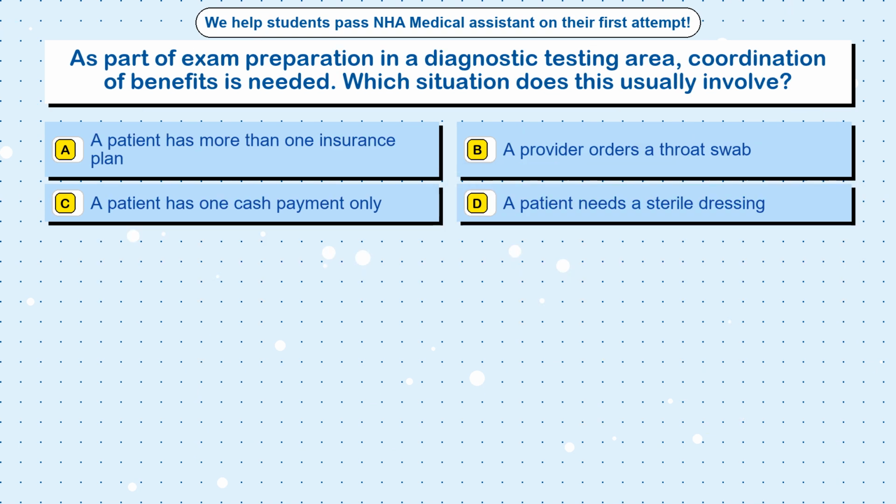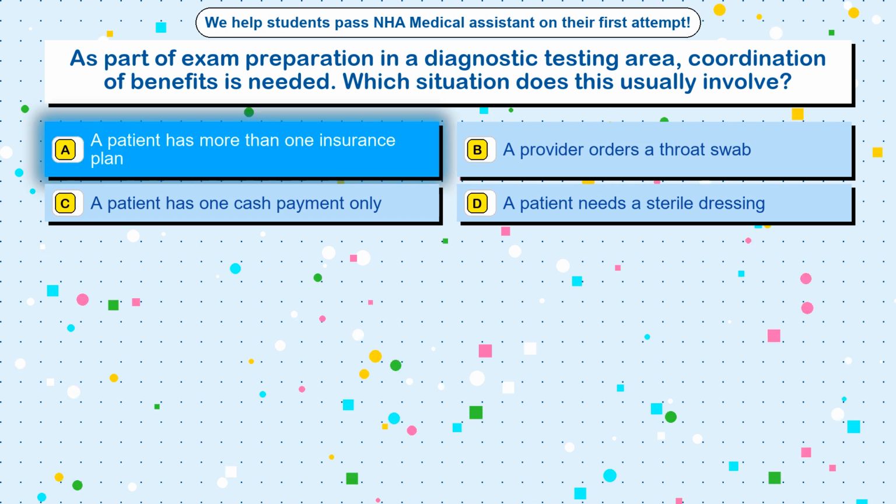Question 26. As part of exam preparation in a diagnostic testing area, coordination of benefits is needed. Which situation does this usually involve? Option A. A patient has more than one insurance plan. Option B. A provider orders a throat swab. Option C. A patient has one cash payment only. Option D. A patient needs a sterile dressing. The correct answer is option A.